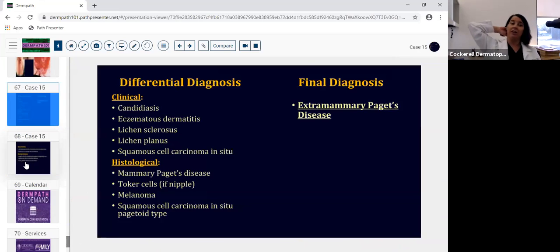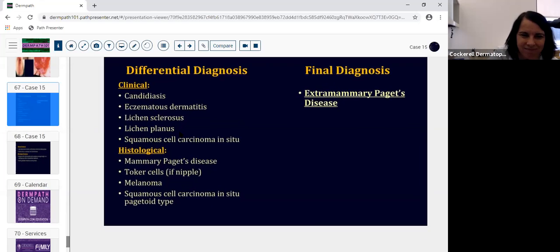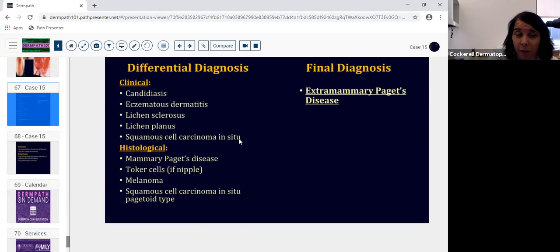So the clinical differential: candidiasis, I don't know on the middle one if I would think about Candida, because it was so thickened. And we can obviously do a fungal stain so easily, but it's harder for you all because you don't have 40 XIs. Eczematous dermatitis, yes, but the middle one, again, I wouldn't think it was that. I don't know, maybe. Lichen sclerosus looks completely different. Lichen planus, squamous cell carcinoma in situ, I definitely think is in the clinical differential.